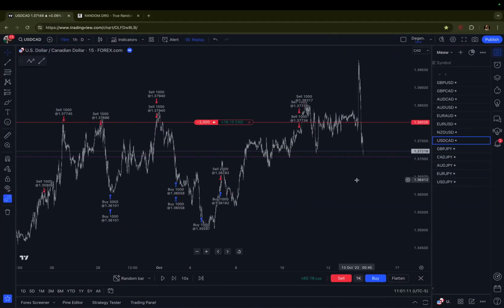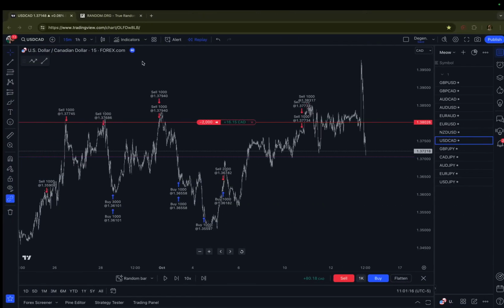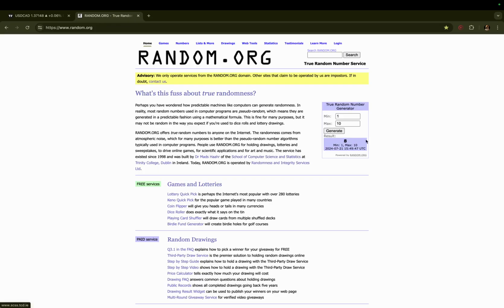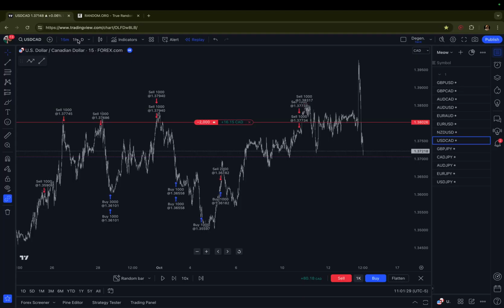I'm kind of like on both sides. I kind of want to close it, take my profits, but at the same time, what if it just goes lower? So here's what we'll do. We'll flip a coin. If this generates a number between 1 and 2, 1 is heads, 2 is tails, 1 we hold, 2 we close. All right. 2 we close.